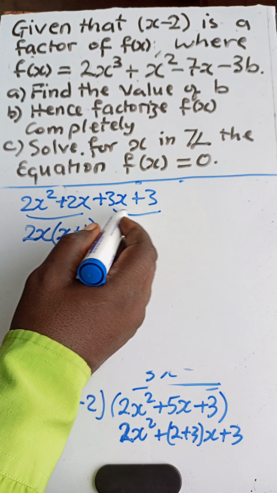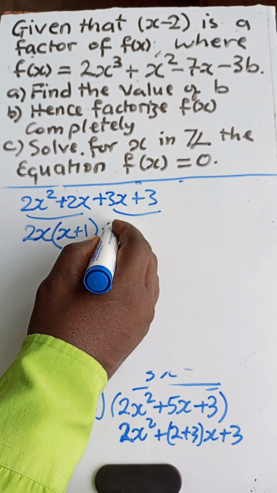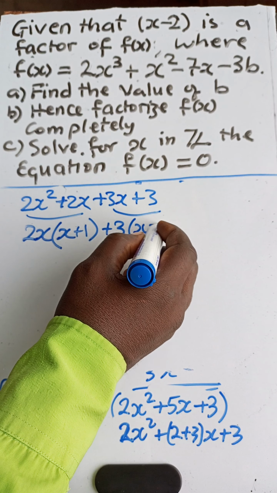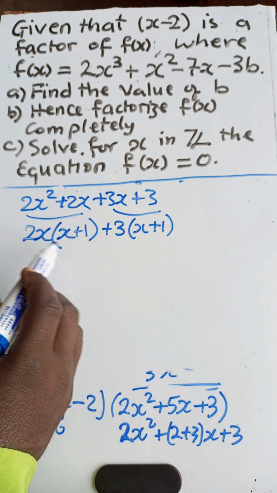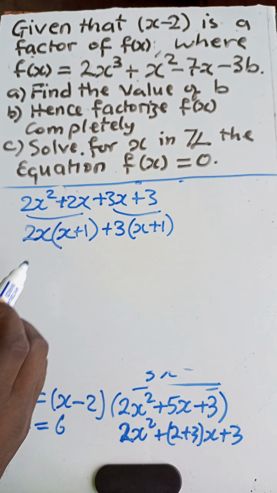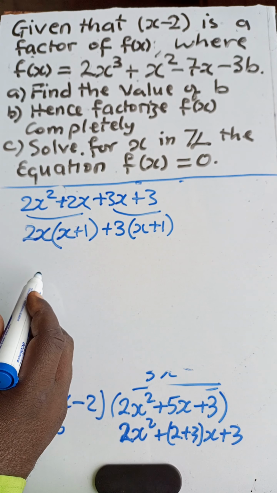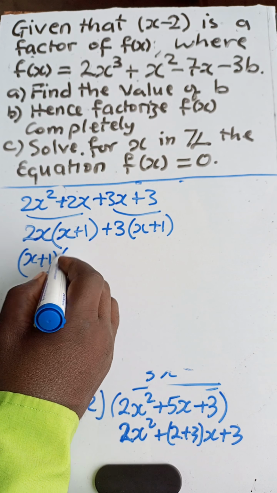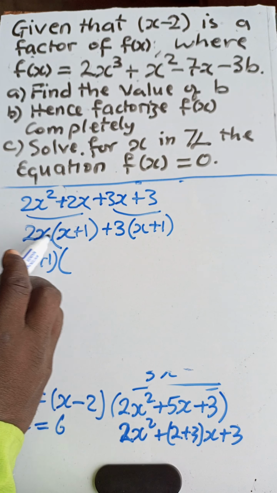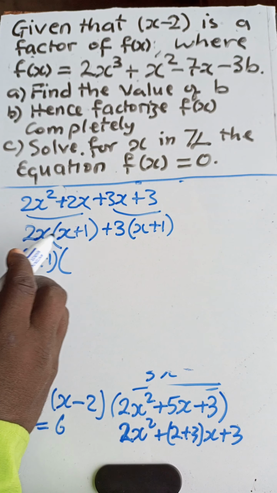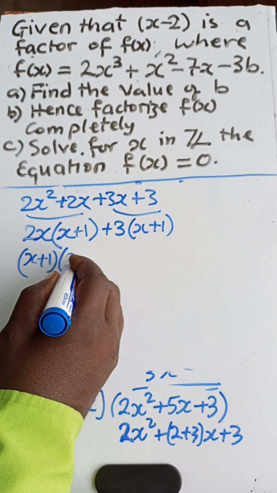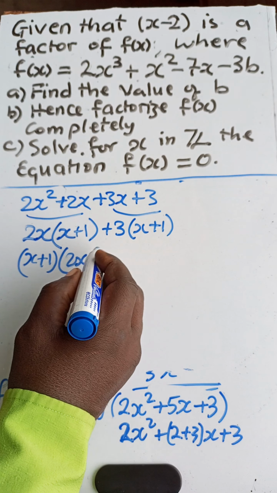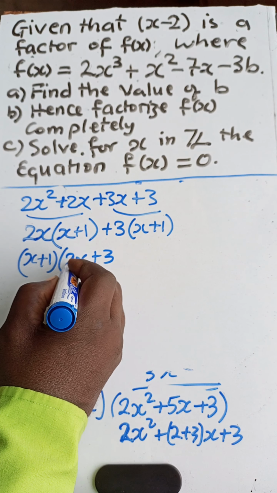All right. If we take the second, we see 3 is common. So if we factorize out 3 from here, we got x. If we factorize out 3 from there, we got 1. All right. Look at it. We have x plus 1. X plus 1 is common. So we continue the factorization process. So we bring out x plus 1. When x plus 1 is brought out from this, we're left with 2x. And then when x plus 1 is brought out from this, we're left with positive 3.